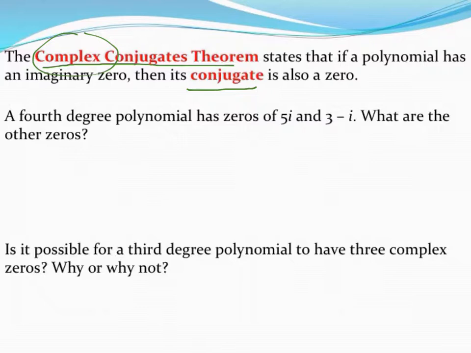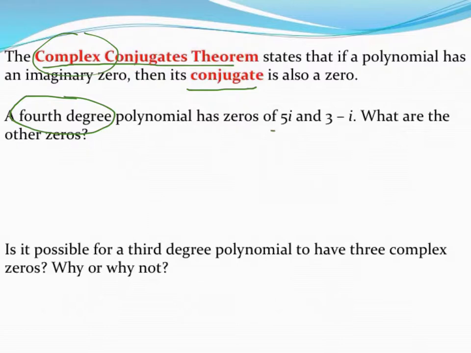So we're told that we have a fourth degree polynomial. Well, what that means is that I have four zeros, because remember, the degree also tells you how many solutions you'll have. And two of those zeros are 5i and 3 minus i. They want to know what the other two solutions are. Well, because we just learned that complex numbers, imaginary numbers, can't be solo, they have to come in pairs, I know that my other two zeros are going to be found by taking the conjugates of what I have.